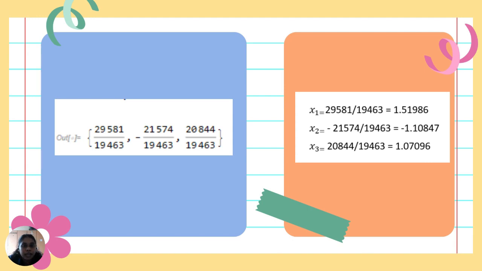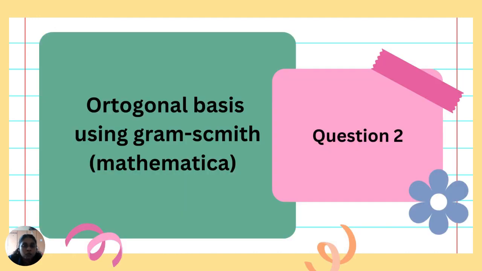For x1 we will get 1.51986. For x2 we will get negative 1.10847, and for x3 we will get 1.07096. So we move on to question 2. Question 2 is regarding the orthogonal basis using Gram-Schmidt. For this, we have to use the Mathematica software.